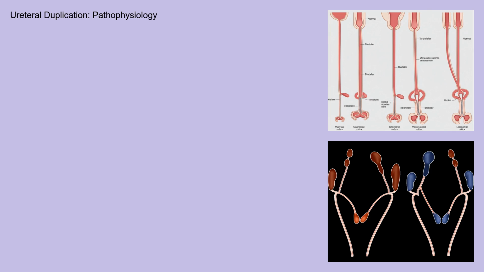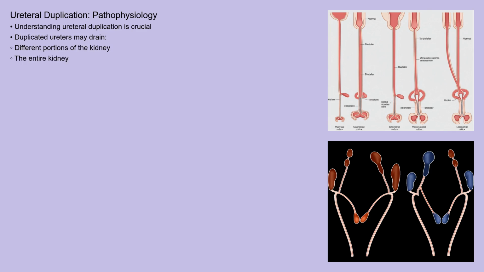The duplicated ureters can drain different portions of the kidney, or sometimes they both drain the entire kidney. Problems arise depending on where the duplicated ureters insert into the bladder or urinary tract. One common issue is ectopic insertion. This is when one of the ureters, usually the one draining the upper portion of the kidney, inserts at an abnormal location. This ectopic insertion can be in the bladder neck, urethra, vagina in females, or even the vas deferens or seminal vesicle in males.